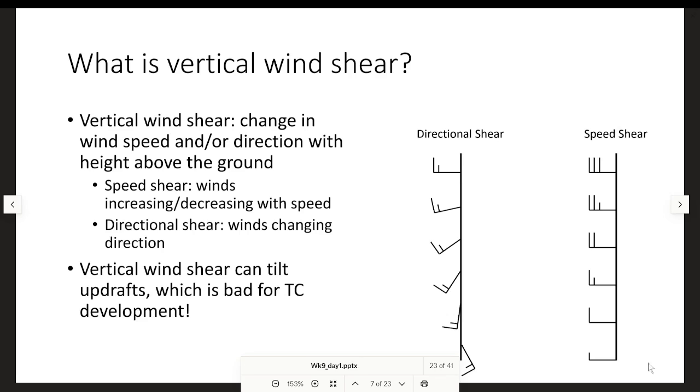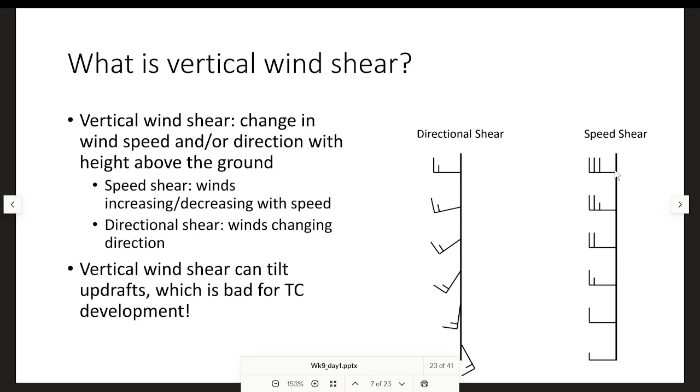So this is vertical wind shear that is increasing with height, speed shear. So at the surface you have these 5 knot winds, and aloft you have 30 knot winds. So there's always going to be some wind shear, speed shear, because the surface has friction and aloft has no friction.